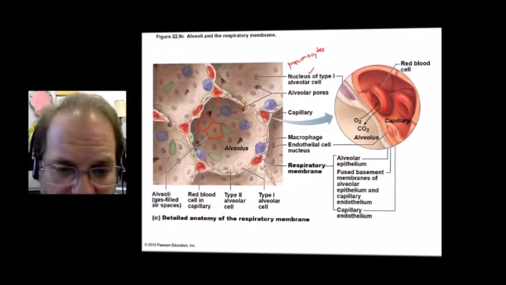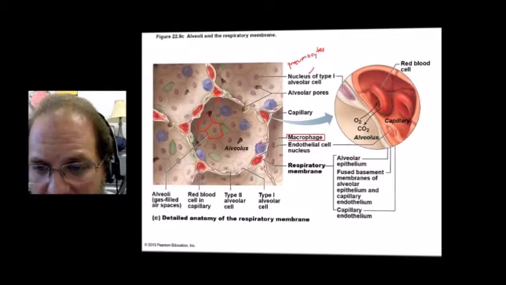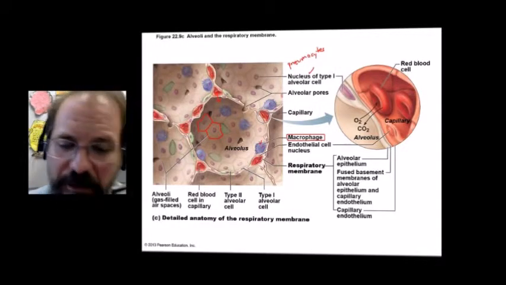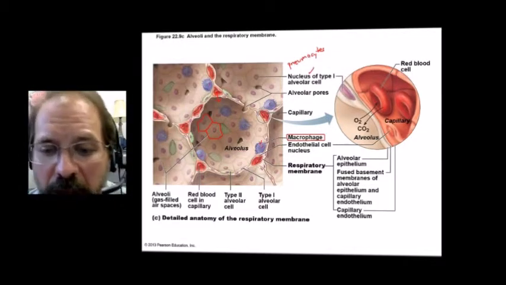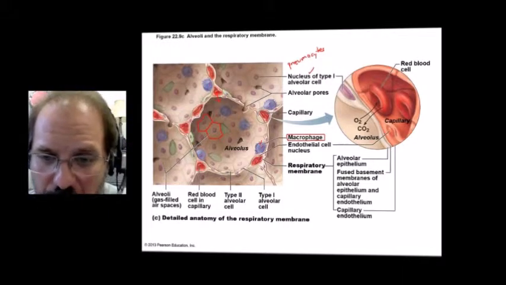Then, let's see here, what do we have? We have these blue guys. Okay, the blue guys are macrophages. And it's their job to scour around in the alveoli and find foreign material like viruses and dust particles and bacteria and fungal spores that don't belong there, and engulf them by phagocytosis and then crawl back out into the terminal bronchi.